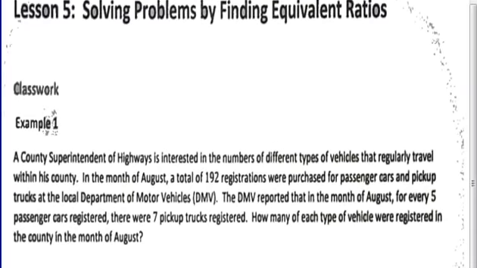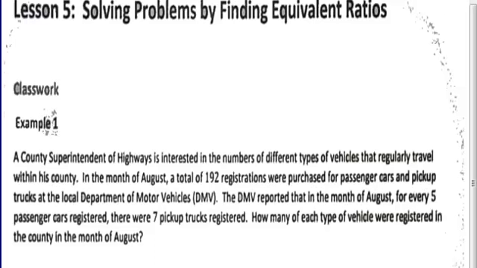This is grade 6, the ratio unit, lesson 5, solving problems by finding equivalent ratios. In this lesson, we're going to look at keywords such as total, altogether, together, to use our tape diagrams to continue our problem solving. Example 1.